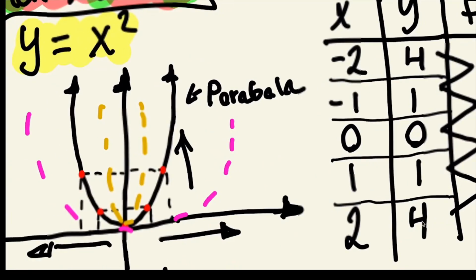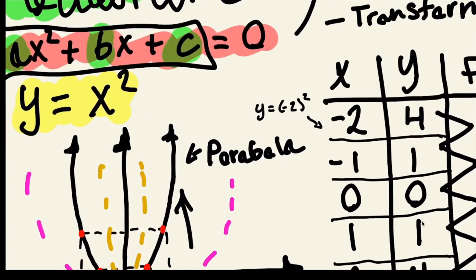When you input an x value, for example, -2, that's like saying y equals -2 squared. That's this right here. And then what is -2 squared? That is y equals 4, because -2 times -2 equals 4, right?